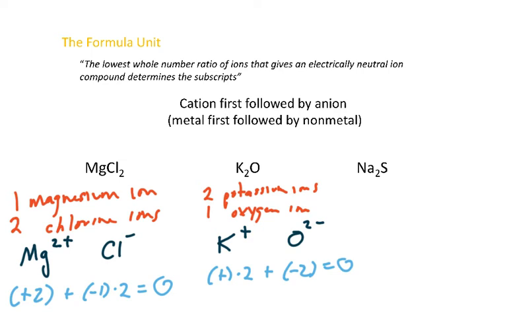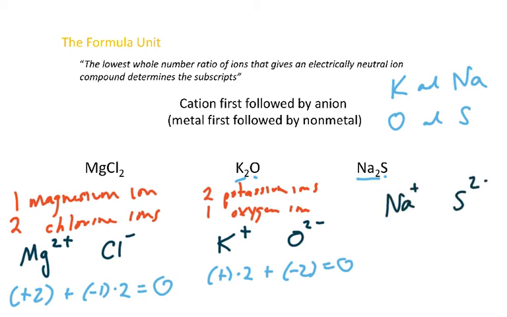If we look at the next one, Na2S, K and Na are in the same group. O and S are in the same group. And we see how we put together, we get 2 and 1, 2 and 1. Right, so two sodium ions, one sulfur ion, and the overall charge is 0.